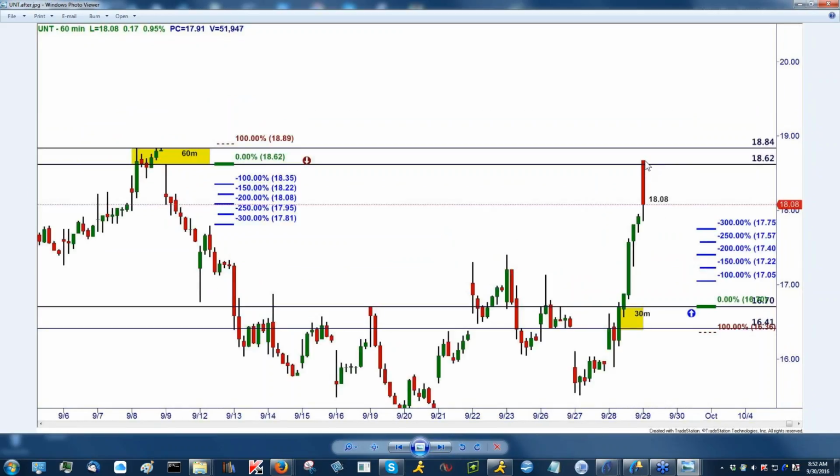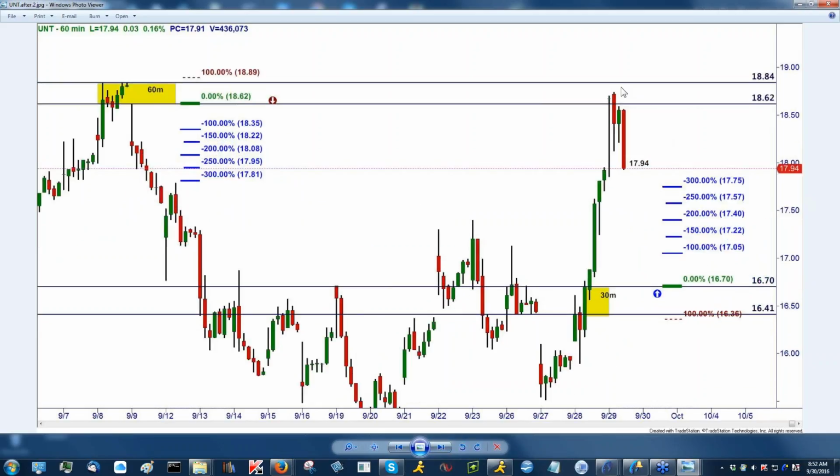At the open, this thing came up suddenly, drove into the level and immediately came down. This is a 60-minute chart, and I pretty much sat in this trade most of the day. I took some of it off midway and held the rest through a fair part of the day.